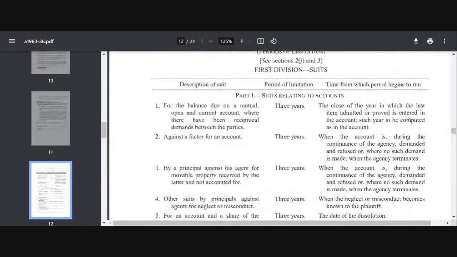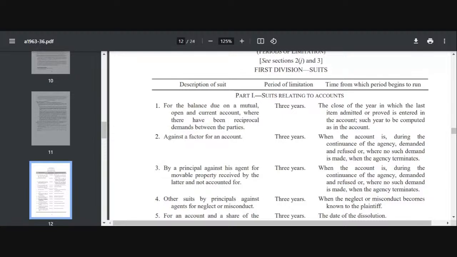Now if I show you the schedule, I have already discussed that the schedule has 3 divisions: first division, second division, third division, right? First division deals with suits, second division deals with appeals, and third division deals with applications. Your task is to filter out the 3 years, 12 years, 30 years or days ones, because for everything else you can just assume 3 years if a period of limitation comes up.